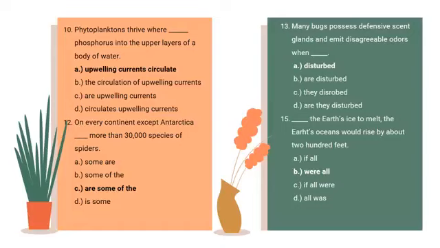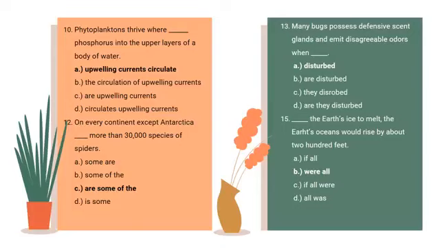Phytoplankton thrive where blah blah blah phosphorus into the upper layers of bodies of water. And here the answer is A, upwelling saran circulate. Why A? Because the sentence discusses a problem with nouns, especially the use of a noun clause. The sentence has one clause: phytoplankton thrive.